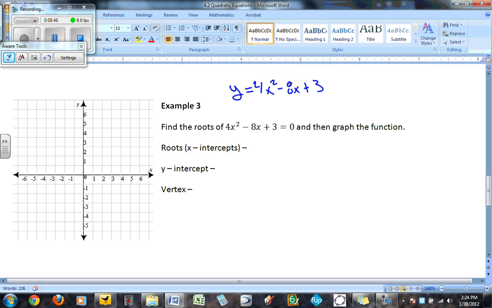Well, to graph it, we can do a bunch of things that are going to help us out. First off, let's find the roots. Where does y equal 0? That's why they set it equal to 0. Well, we have two options. We can factor it if we want to. We can use the quadratic formula if we want to. For the sake of review, I'll show you both options.